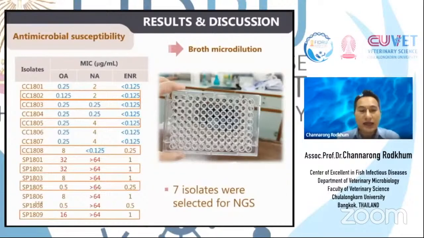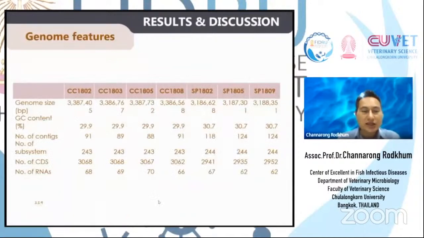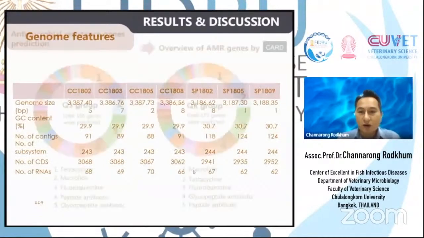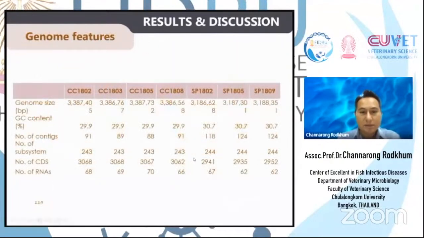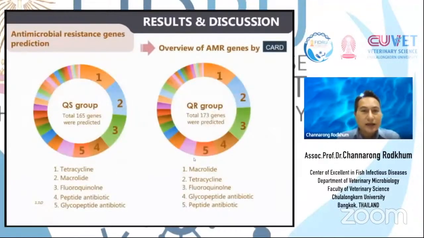And then 7 isolates of our study were selected for next generation sequencing. You can see that each isolate that we selected has a different pattern of MIC value. Okay, this is the information of genome features of all 7 isolates that we submitted for sequencing. And we found interesting antimicrobial resistance genes from the CARD database. This is the overview of AMR genes by CARD.